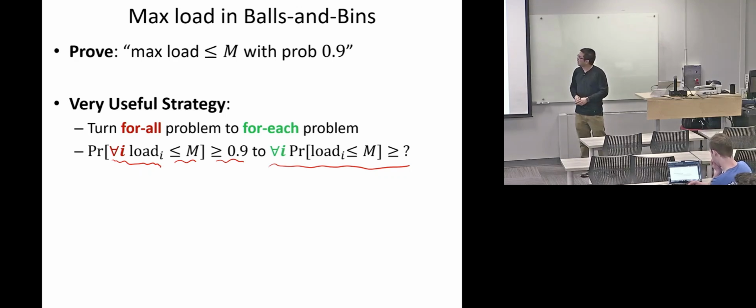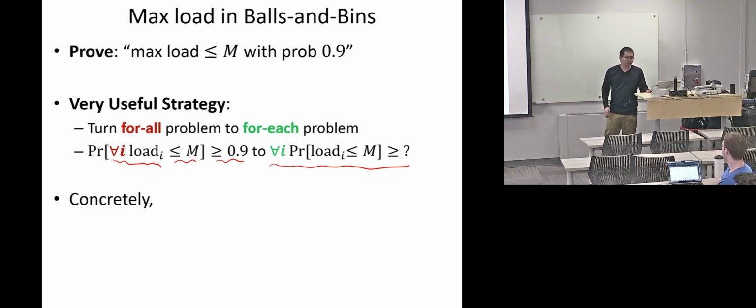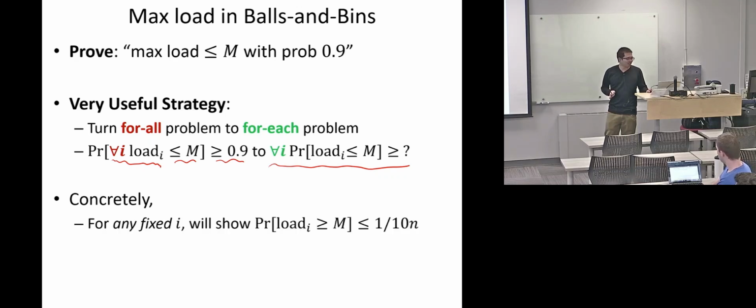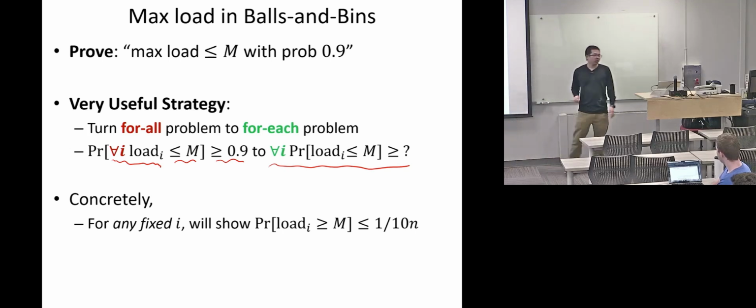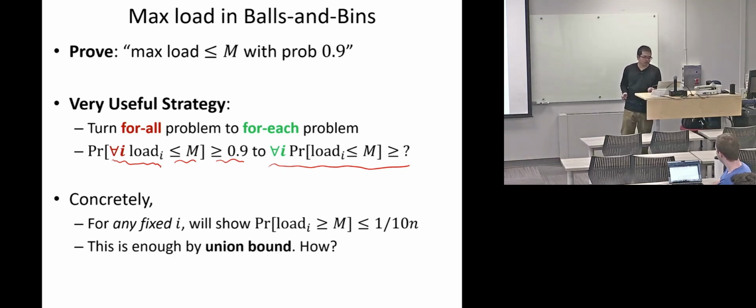Okay. How do you work with this? Well, we're going to use the union bound. Suppose that I can show that actually for each bin, the probability that the load is more than M is 1/10n. If that's the case, then can you tell me quickly why are we done by union bound?